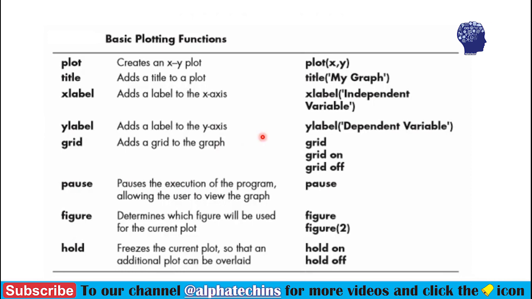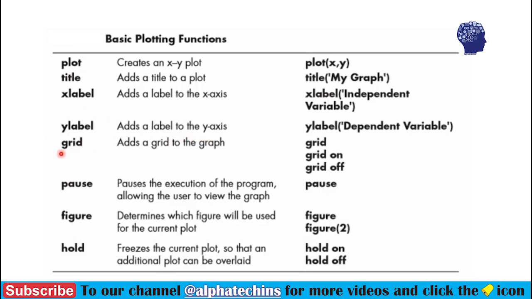The first function itself is plot, that creates an XY plot, and this is the syntax for plotting a simple graph. The second function we have got is title, that adds a title to a plot. You have to type title, and in the round brackets and in inverted commas you have to add the text. The next one is xlabel, that adds a label to the X-axis, then ylabel, that adds a label to the Y-axis.